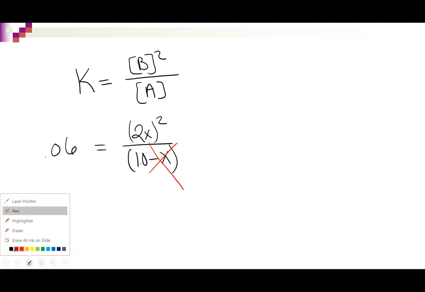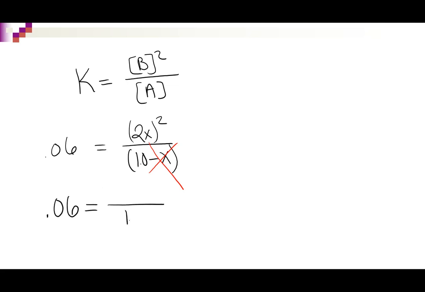So when I simplify this particular problem, then what we see is 0.06 equals, on the bottom, we're just left with the number 1, and then distribute this squared through, that's 4x squared. Okay. Now simple algebraic rearrangement, and I can solve pretty easily for x. So that's what the simplifying approximation is: it just simplifies it by getting rid of an x added or subtracted.